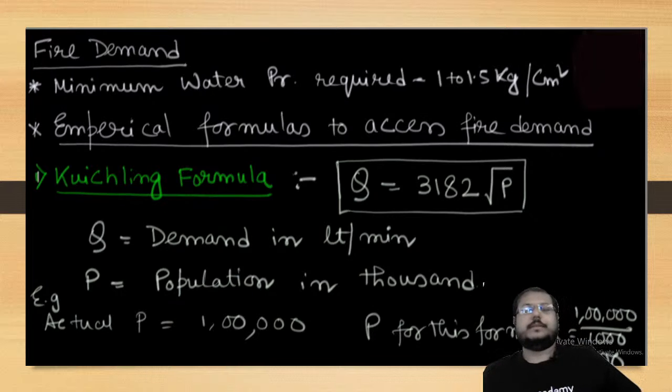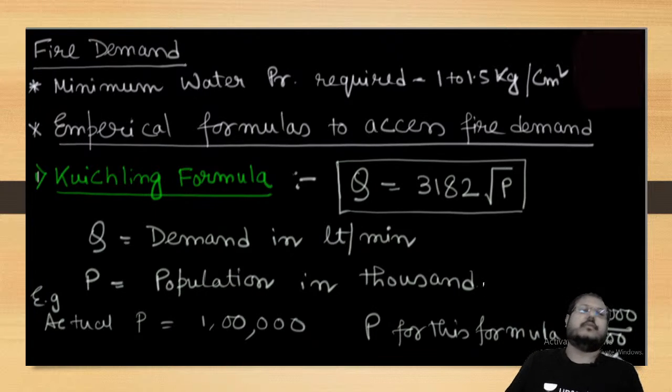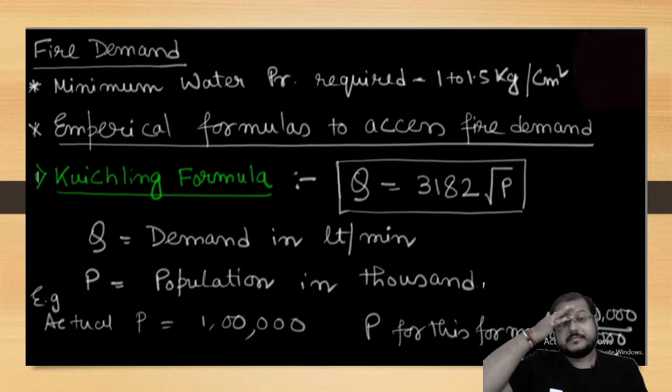For fire demand, there are certain things we need to find out: the amount of water required to extinguish the fire. Certain empirical formulas are used. The first formula used is the Kuichling formula, the oldest fire demand formula. In Kuichling formula, Q is equals to 3182 under root P, where Q is the demand in liters per minute and P is the population in thousands.